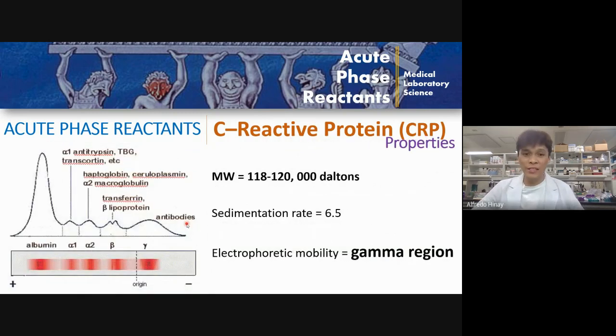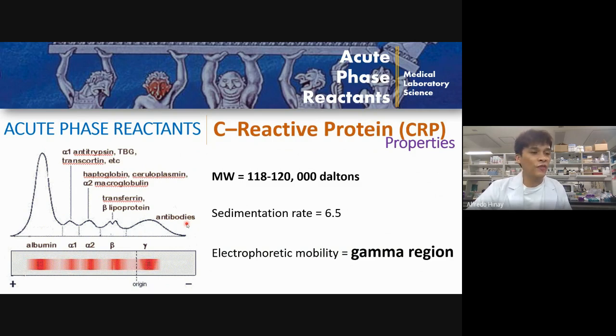For the properties, of course, you have your molecular weight, around 118 to 120 Daltons in each class. And then, it's a pentameric class. Then for the sedimentation rate, it's 6.5.